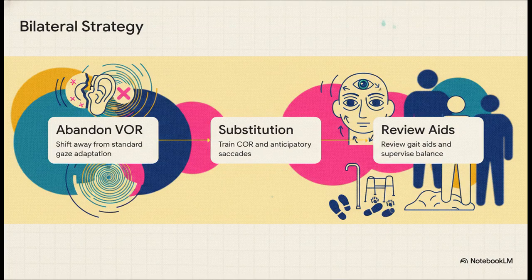Step 1, abandon standard gaze adaptation. VOR ×1 and ×2 exercises, they rely on having an intact vestibular system on at least one side to adapt. If both sides are severely weakened, adaptation just isn't going to cut it.